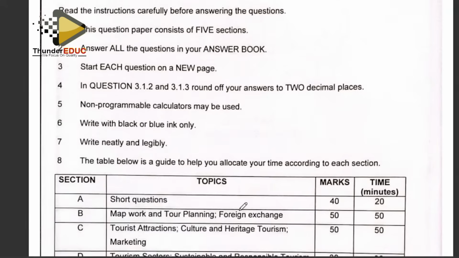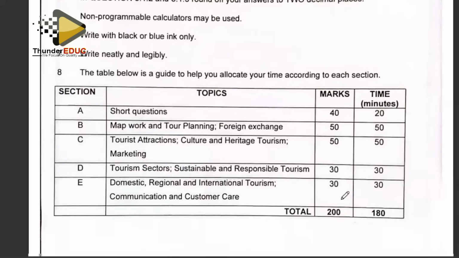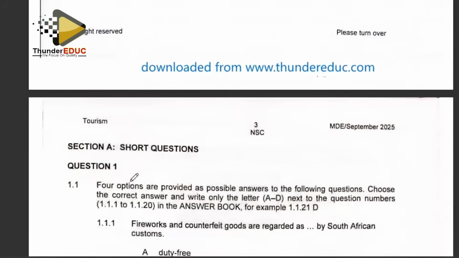Then the topics consist of short questions. We also have map work and tour planning. In addition, we have foreign exchange. Tourist attractions, culture and heritage tourism and marketing constitute 50 marks. So that is an important area. Tourism sector, sustainable and responsible tourism, that's another 30. Then domestic, regional and international tourism and customer care, that's another 30 marks, which brings everything to 200 marks. So let's go straight into the questions.